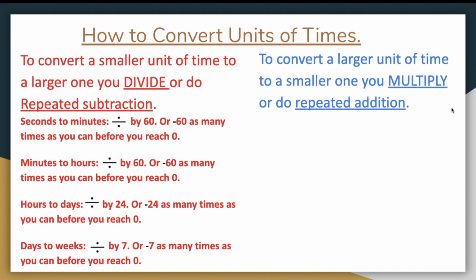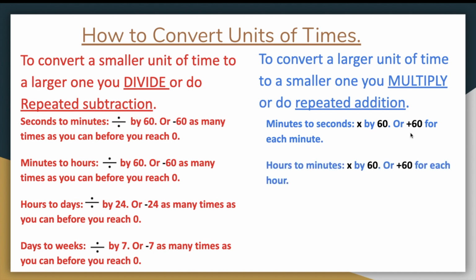To convert a larger unit of time to a smaller one, you multiply or do what we call repeated addition. Minutes to seconds. If I was having to change minutes into seconds, because there are 60 seconds for every minute, I multiply the number of minutes by 60, or I add 60 for each minute. That means if there was 3 minutes, I'd do 60 plus 60 plus 60.